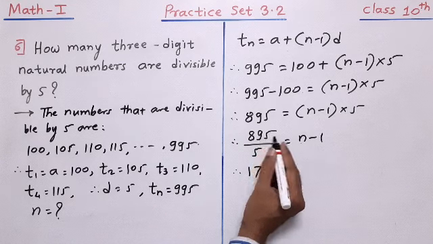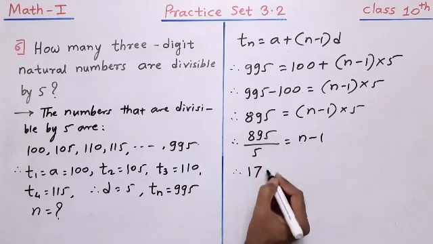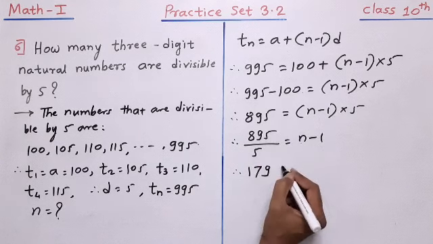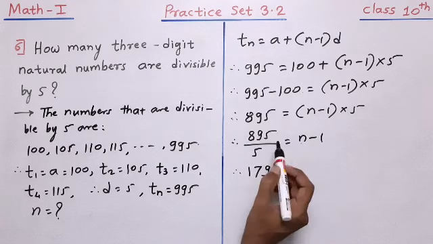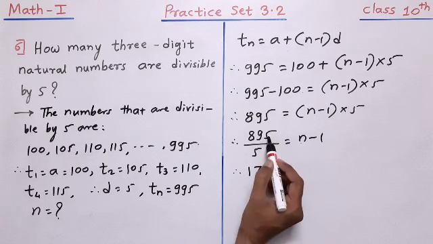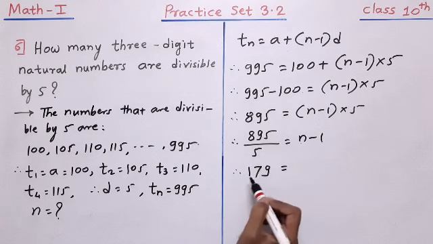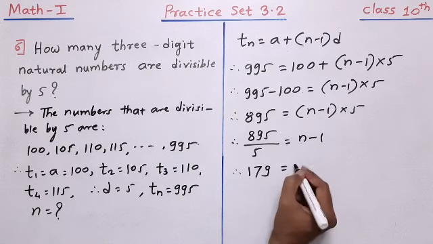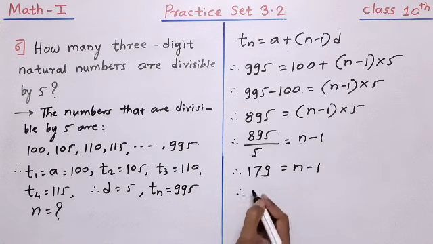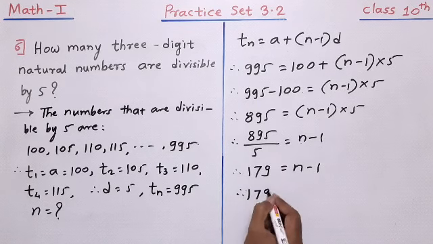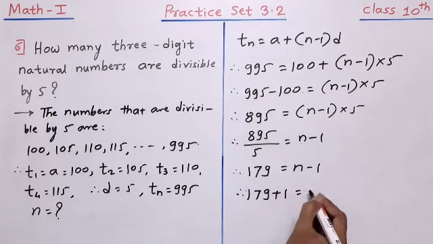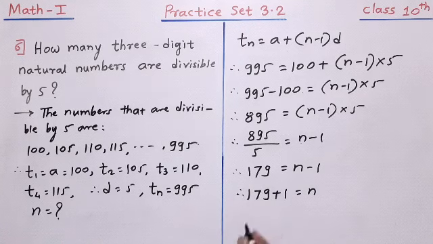If we place 5 on 4, it becomes 45. 5 nines are 45. Completely divisible because it has a 5 at its unit place, so it is divisible by 5. And this is the division. Now n minus 1 will be as it is. If this negative 1 is shifted to the left hand side, it becomes 179 plus 1 is equal to n. Therefore, n is equal to 179 plus 1, which is 180.